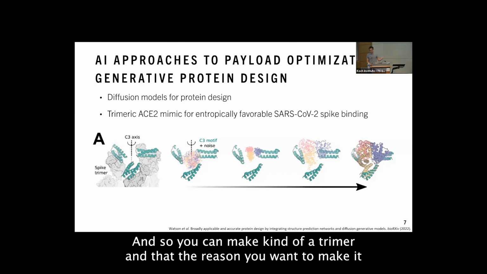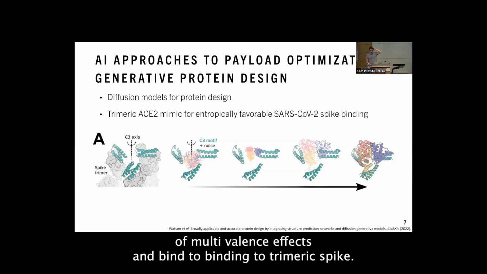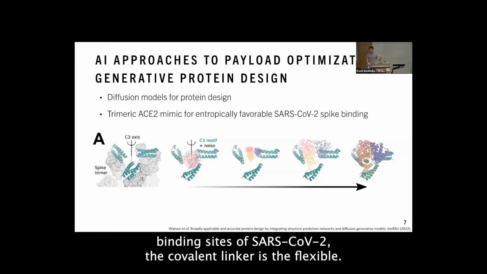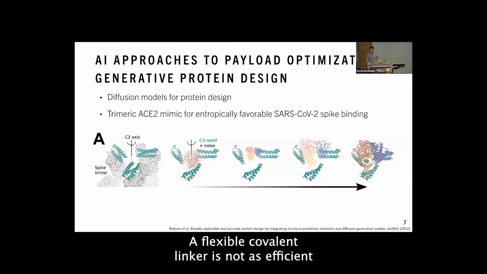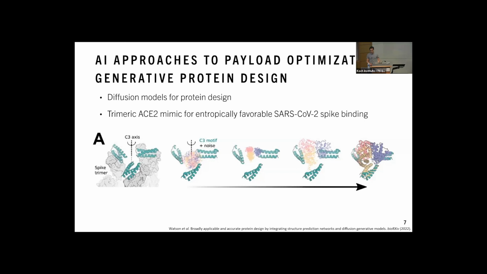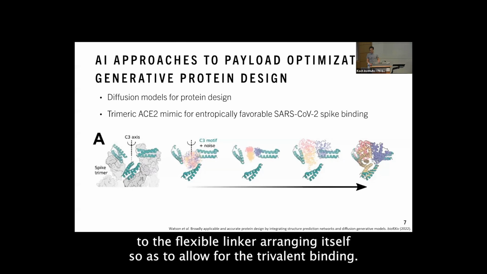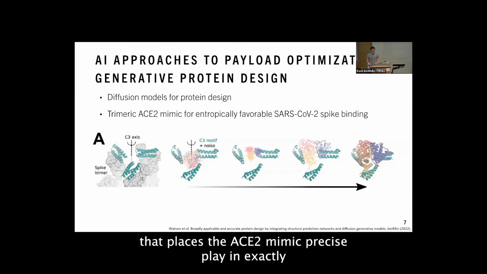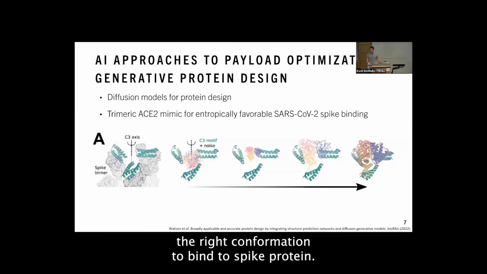The reason you want to make it trimeric is because you can take advantage of multivalency effects in binding to trimeric spike. However, if you use a flexible covalent linker to combine just three ACE2 binding sites, it is not as efficient as you might hope, because there are entropic costs to the flexible linker arranging itself so as to allow for the trivalent binding. So what you would like to do is provide some kind of rigid scaffold that places the ACE2 mimic precisely in exactly the right conformation to bind to spike protein.